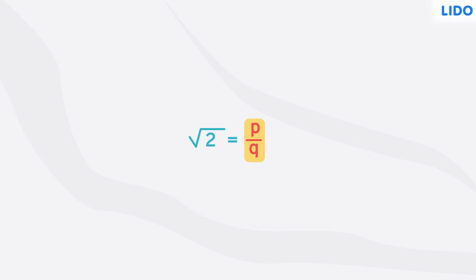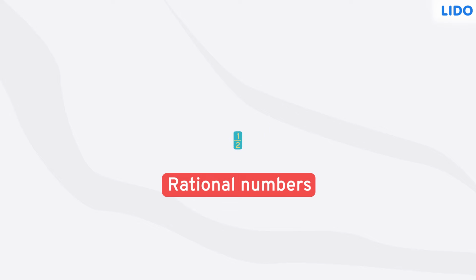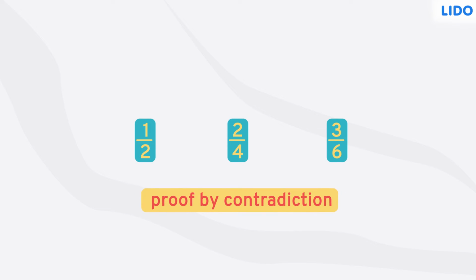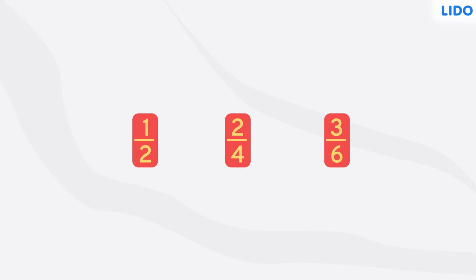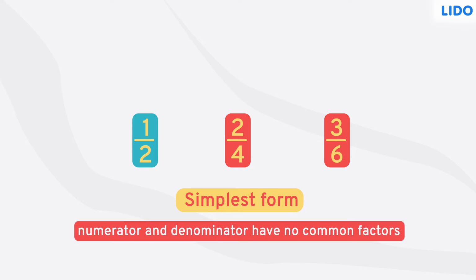This brings us to another property of rational numbers. Take 1 over 2 for example. 1 over 2 is a rational number, so is 2 over 4, and 3 over 6, and so on. All these numbers are different, yet they represent the same quantity. And of all these numbers, 1 over 2 is the simplest form. This means we can reduce 2 over 4 and 3 over 6 both to their simplest form, that is 1 over 2. So every rational number has its simplest form. And when a number is in its simplest form, its numerator and denominator have no common factors.